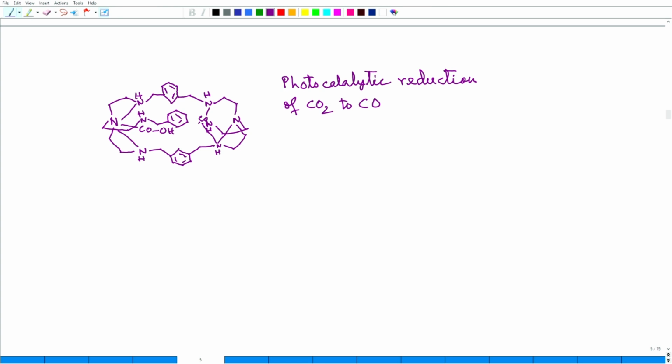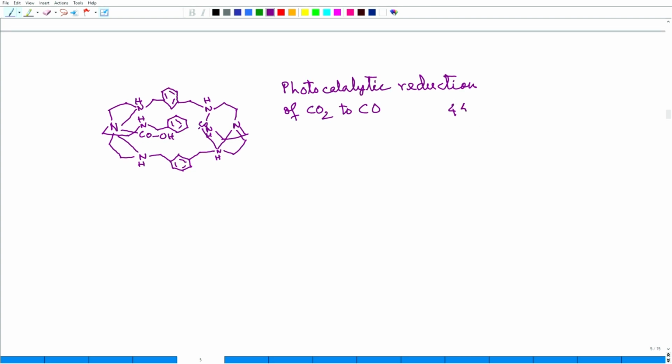Photocatalytic means you use a 450 nanometer LED light, with a very small intensity, and carbon dioxide can be reduced to carbon monoxide, and the yield can be as high as 98%.